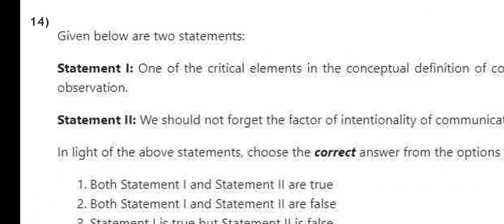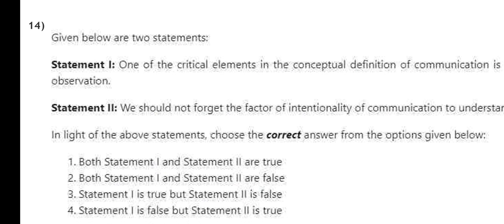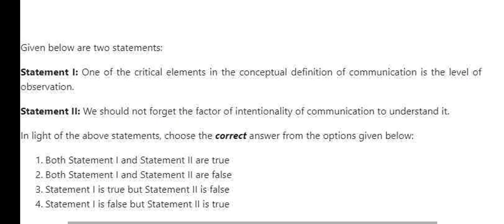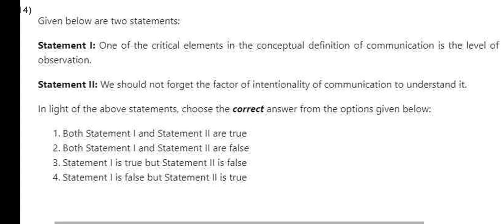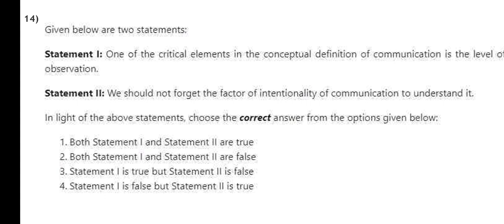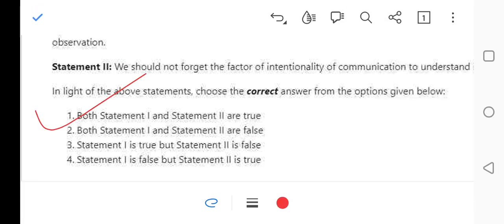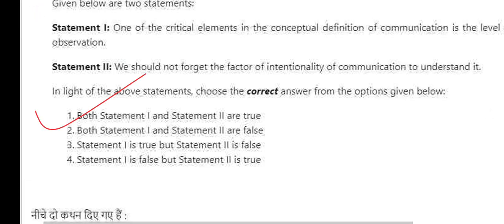Next is saying, given below are two statements. One says, one of the critical elements in the conceptual definition of communication is the level of observation. 2 says, we should not forget the factor of intentionality of communication to understand it. Which one will be correct? 1 and 2 are true, 1 and 2 are false, 1 is true, 2 is false, 1 is false, 2 is true. Number 1 will be correct, 1 and 2 both are true.